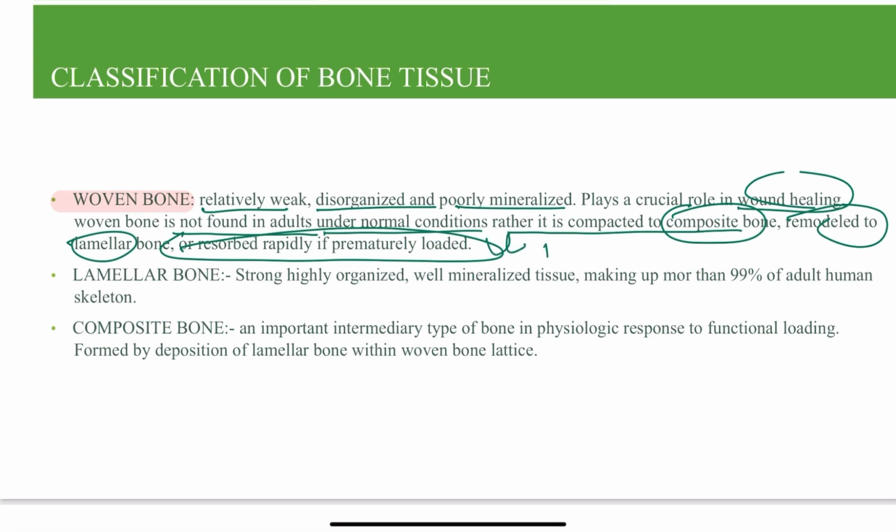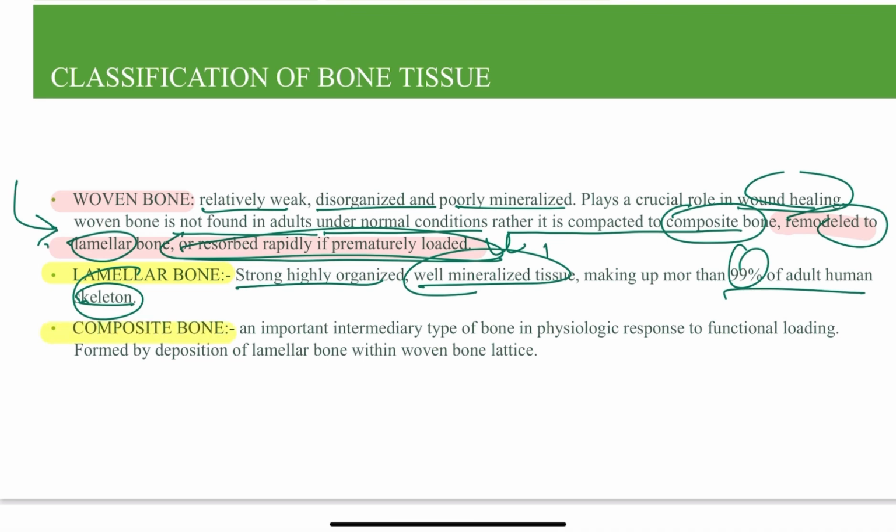So this particular statement needs a lot of explanation, especially when we would be dealing with the immediate loading concept. That time I'll explain more about this particular thing. So next one is lamellar bone. This is the most common bone that we see in the human body. It is strong and highly organized, well mineralized tissue, making up more than 99% of the human skeleton.